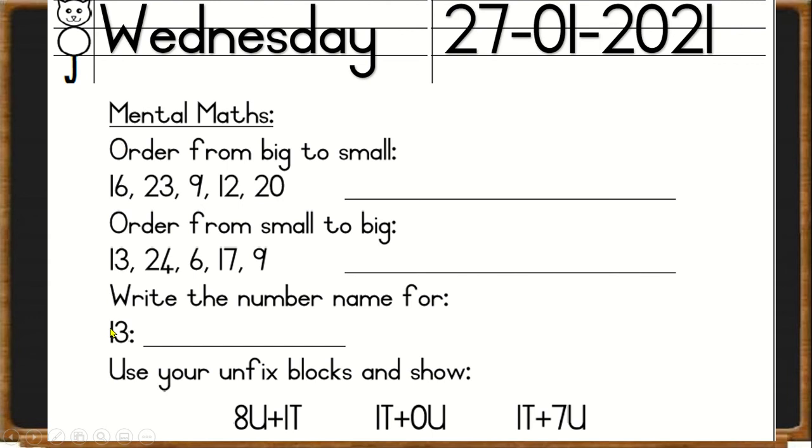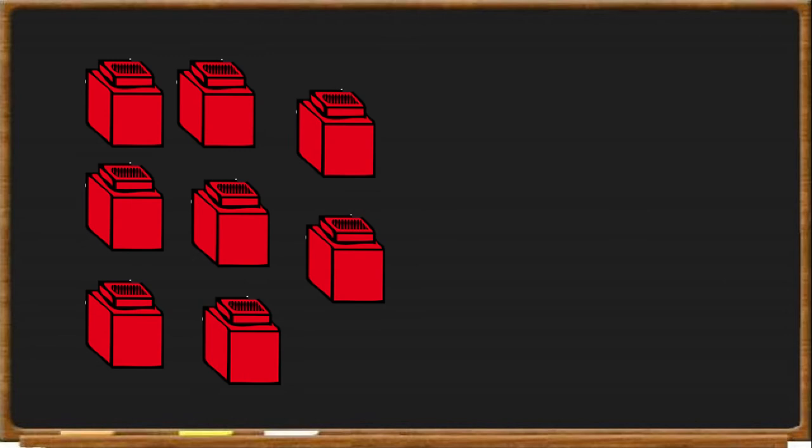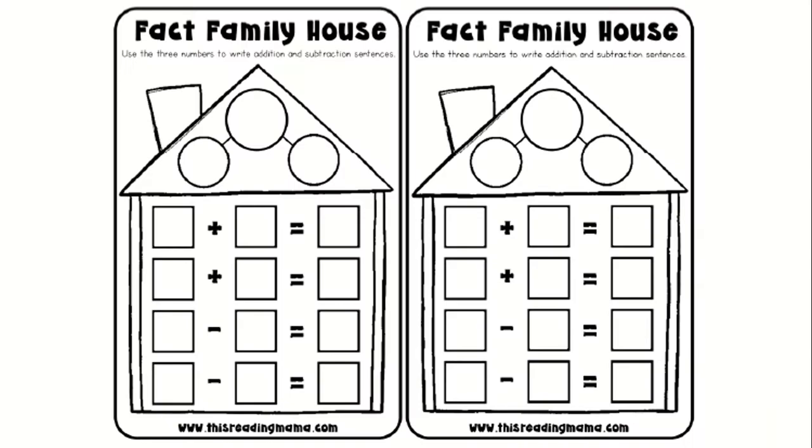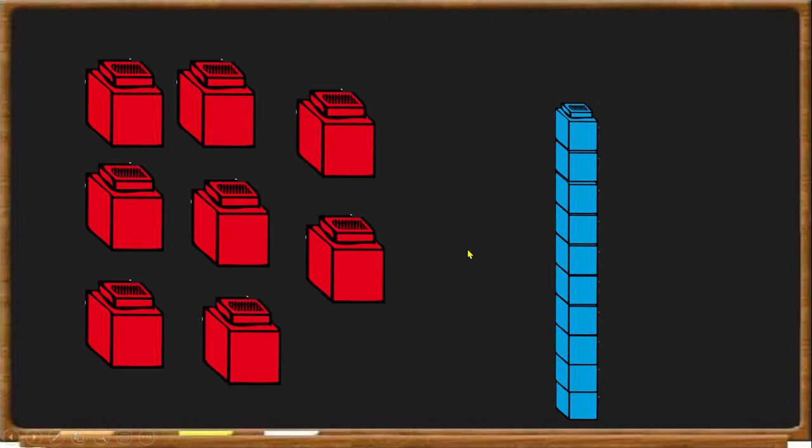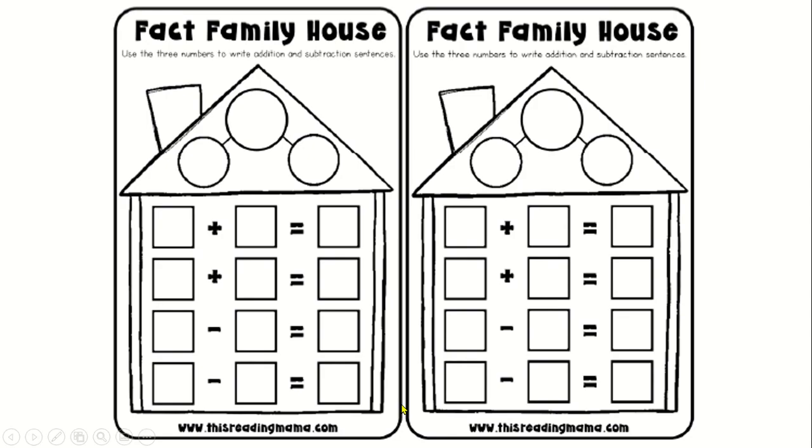Then I want you to use your Unifix blocks to show 8 units, and 1 ten, 1 ten and 0 units, and 1 ten and 7 units. Remember, each block resembles a unit. So over here, I have 8 units. And if I have 10 units of the same color, I can stack them on top of each other to form a tens block, as we see over here. So this is 1 ten, and this is 8 units. In 1 ten block, there is 10 units.